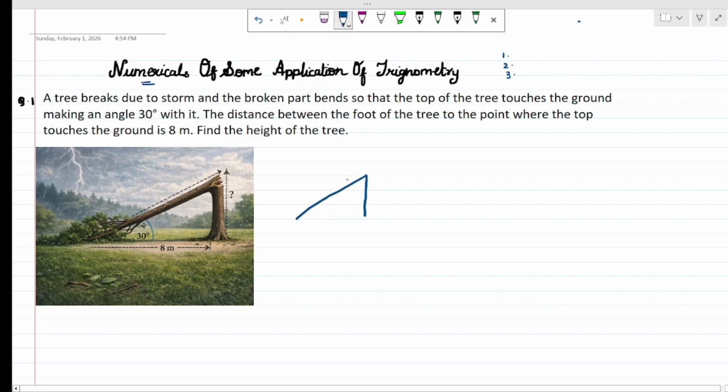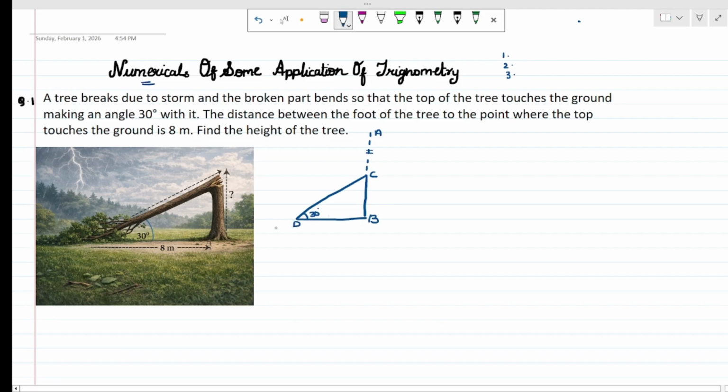Okay. So it's forming, and suppose this is my tree. My tree's height is A and B. This is my point C. Because of the storm, this point AC is broken down and it's touching the ground and making an angle of 30 degree with the base, as the question says that it is touching the ground and making an angle 30 degree. Okay. The distance between the foot of the tree, that means this becomes B point, becomes the foot of my tree, and the point where the top touches the ground. So let me name it as point D.